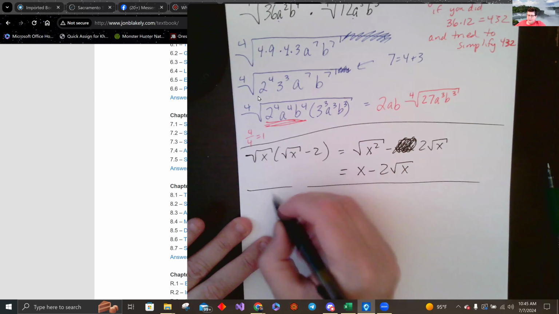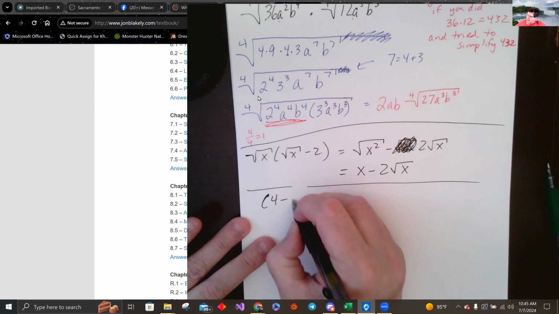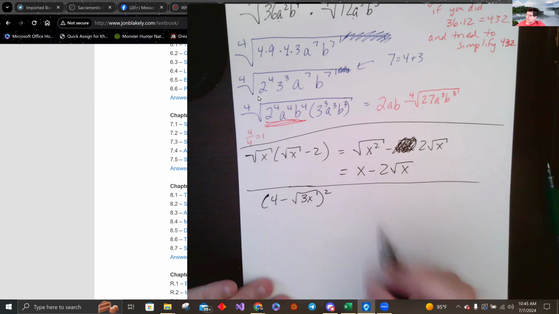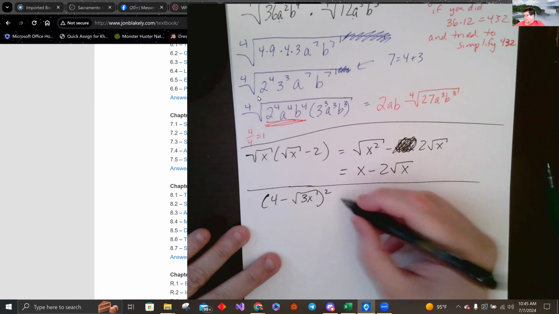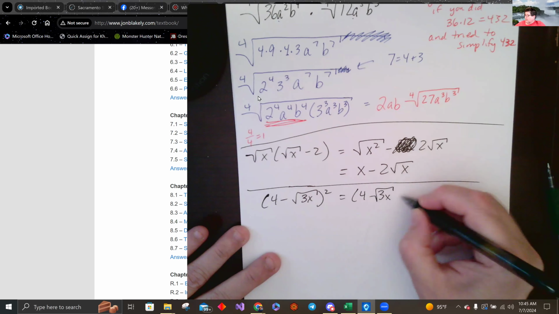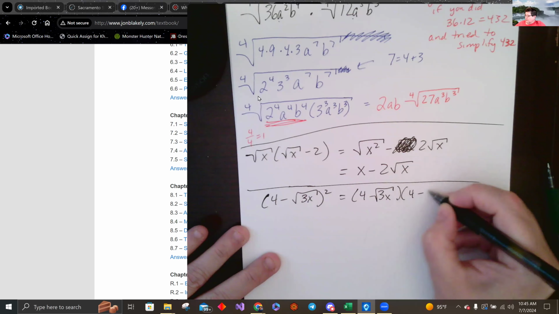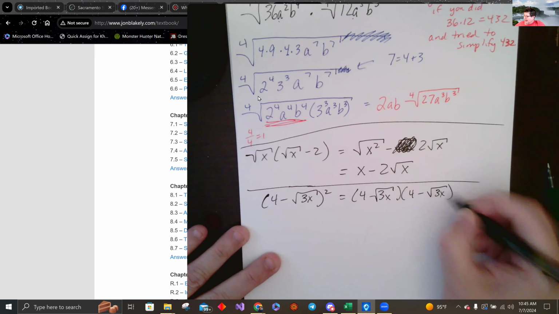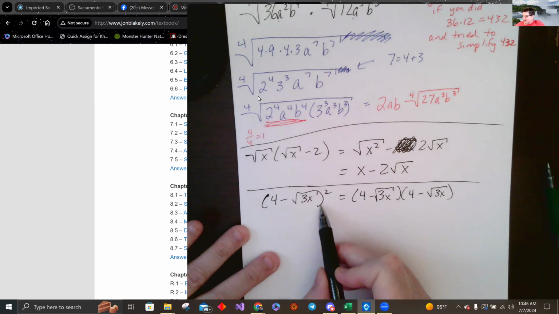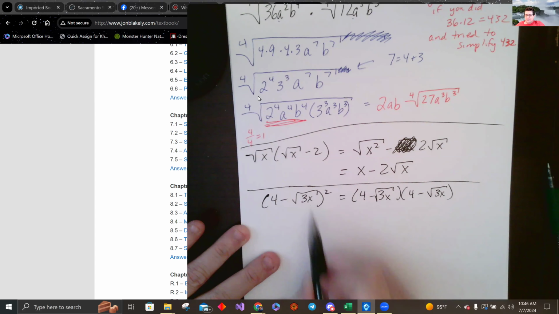All right, we can do 4 minus square root of 3x, and we can square that bad boy. You really, really should write it out, because if you don't write it out, you're going to screw it up. At least half the students screw it up if they try to jump straight to the answer with this. It is not 4 squared and that squared.